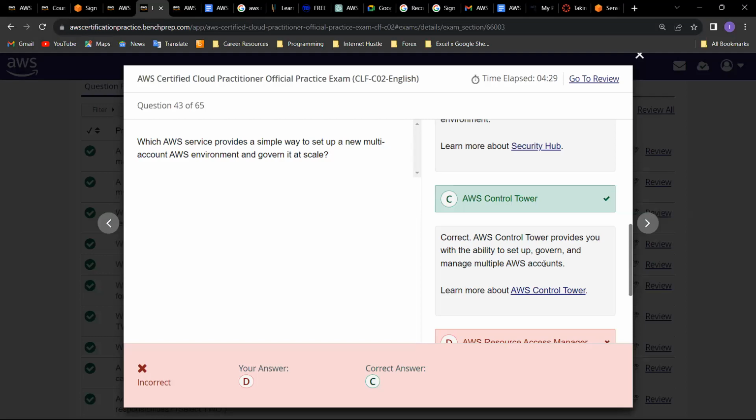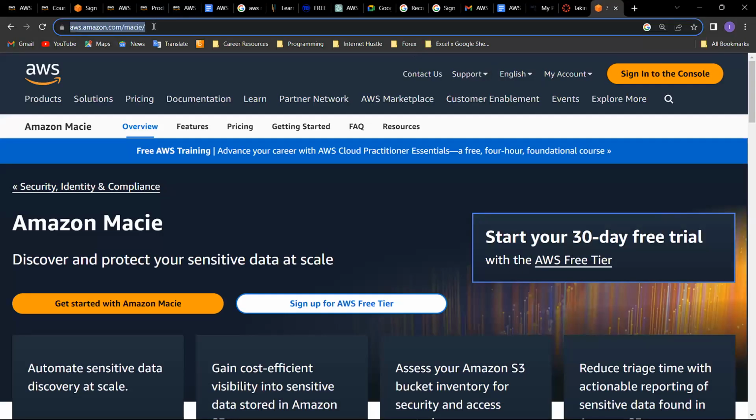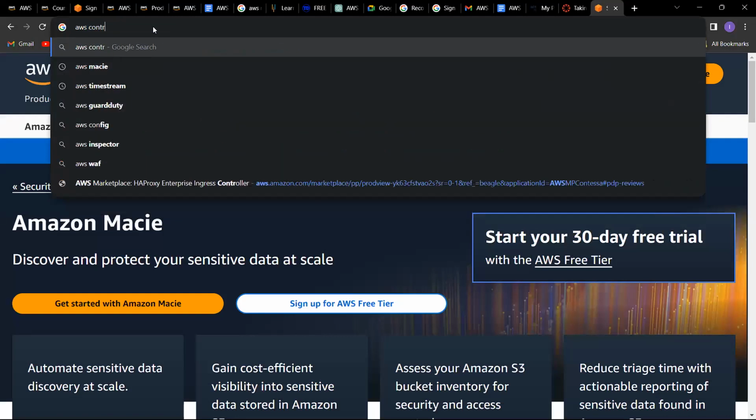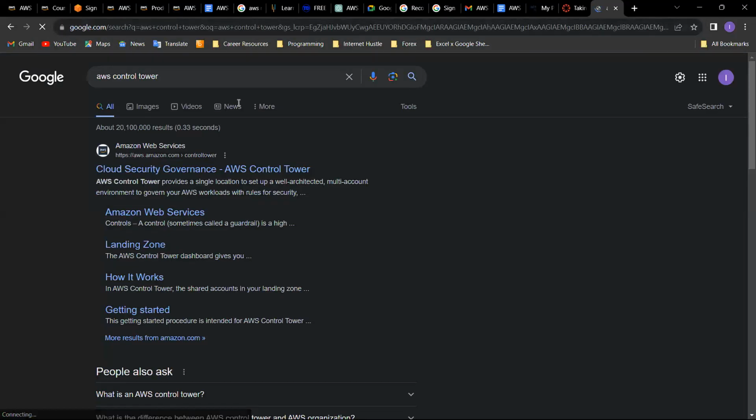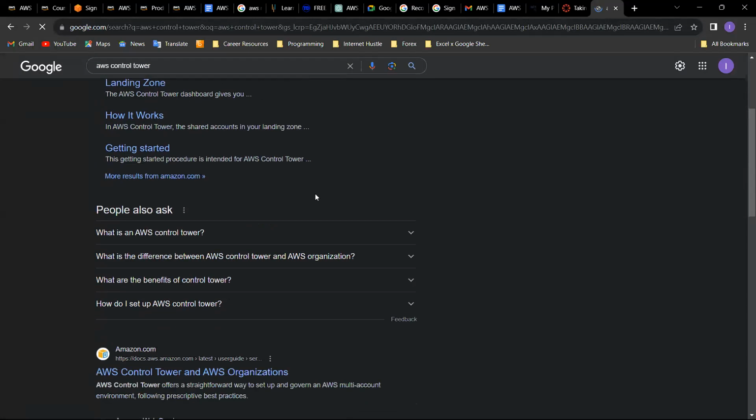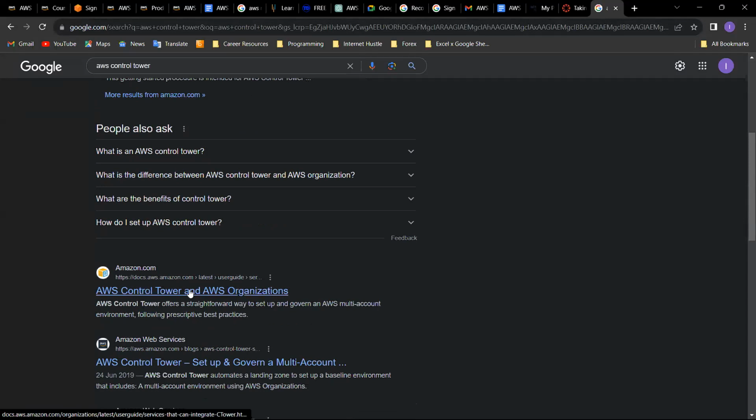So what will be the difference between this one and Organizations? I was about to say that if Organizations was an option, we would have chosen that one. Set up, govern, and manage multiple accounts. Okay, so let's see. I think there is a difference between this one and Organizations. Let's go and read up on Control Tower and AWS.